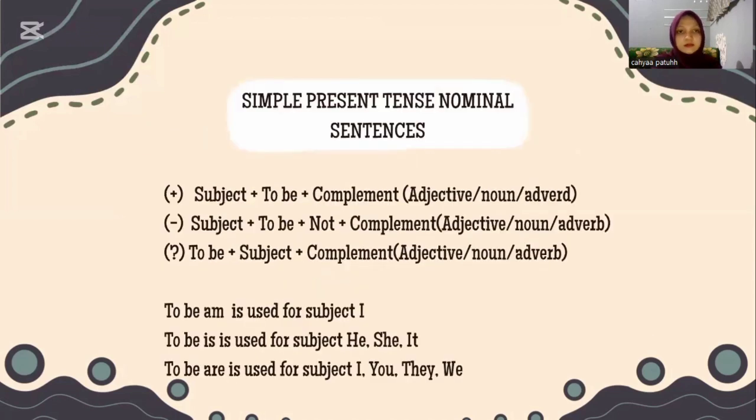The next slide. Simple present tense nominal. Positive: subject, to be, complement. Negative: subject, to be, not, complement. And interrogative: to be, subject, and complement. To be "am" is used for subject I. To be "is" is used for subject she, he, it. And to be "are" is used for subject you, they, and we.